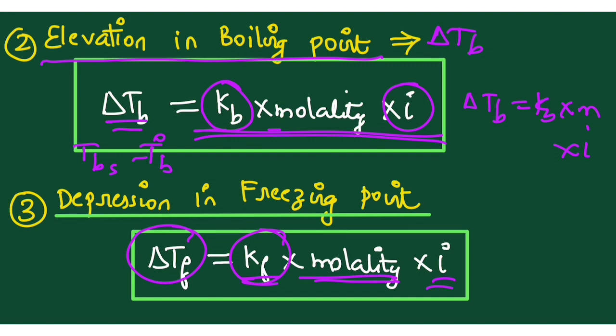Okay? ΔTf is equal to Kf into m into i. ΔTb is equal to Kb into m into i. What is ΔTb? Tb of solution minus Tb of pure solvent. What is ΔTf? It is basically the pure minus solution, because the solution freezing point is less.